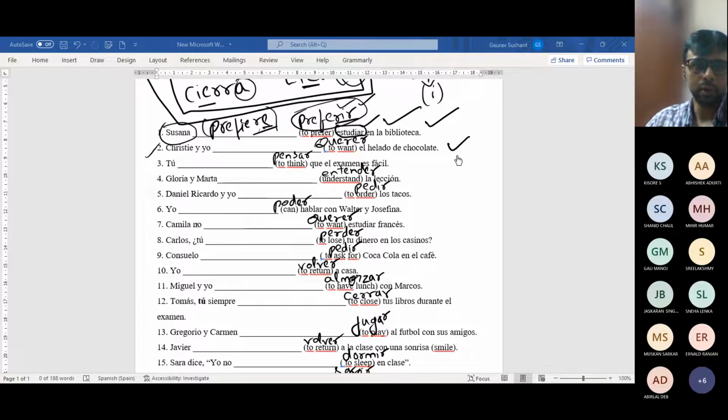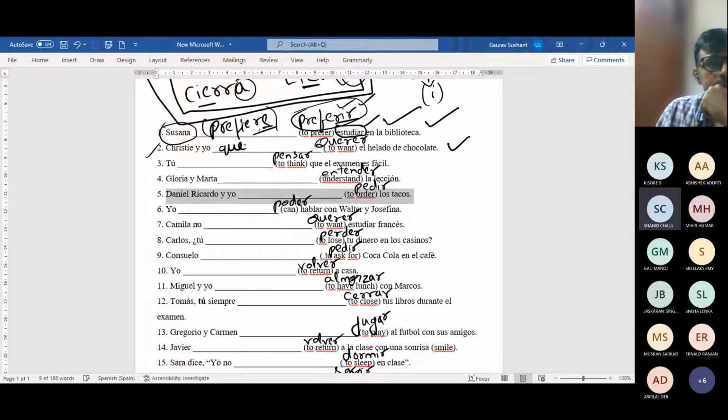So the verb is now querer. So Sanid, can you tell me number two? Christy y yo queremos el helado de chocolate. Queremos el helado. The H is silent in Spanish. Helado de chocolate, not chocolate. Chocolate is English. And can you try the translation?